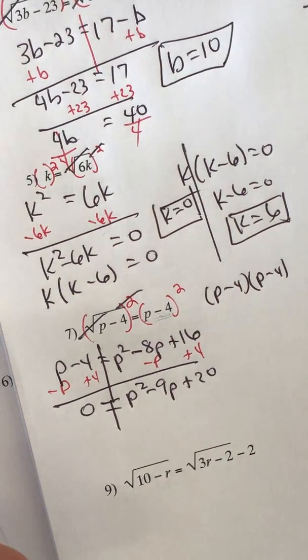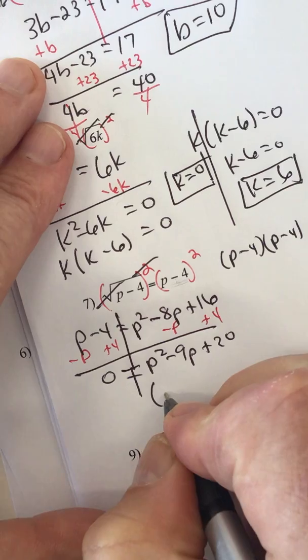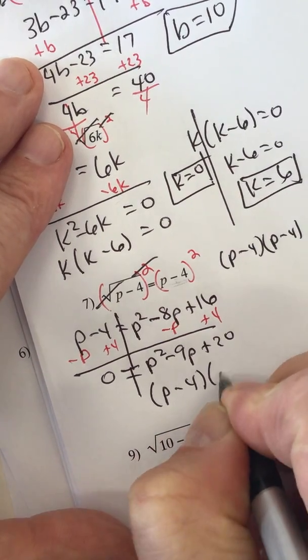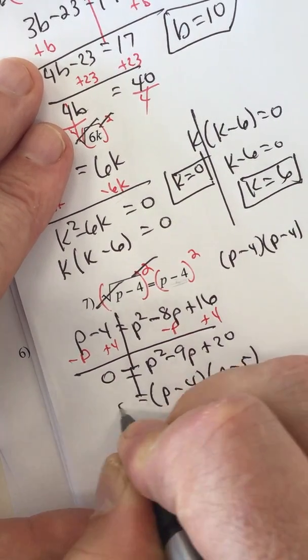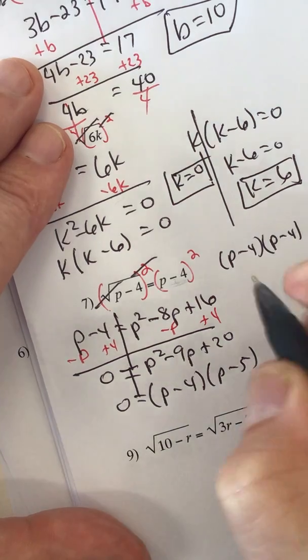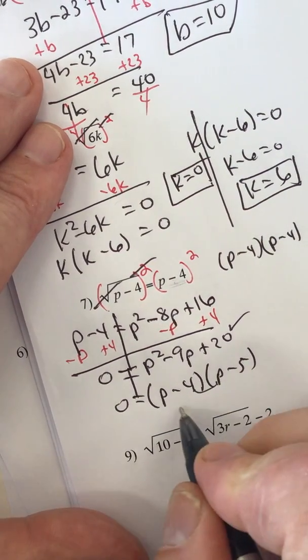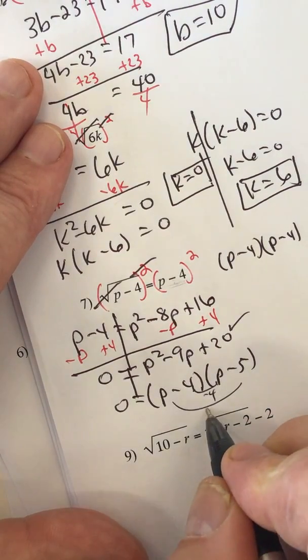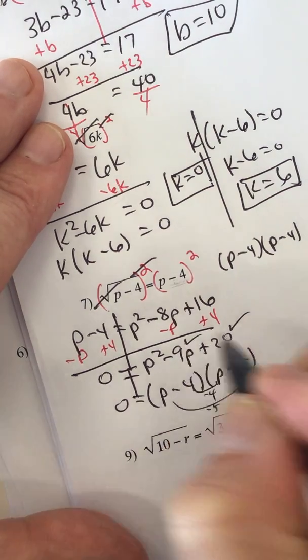Okay, I'm going to factor that. Looks like 5 and 4 will do that. So p minus 4 times p minus 5. Negative 4 times negative 5 is 20. Negative 4 in the middle, negative 5 in the outers. That adds up to negative 9.